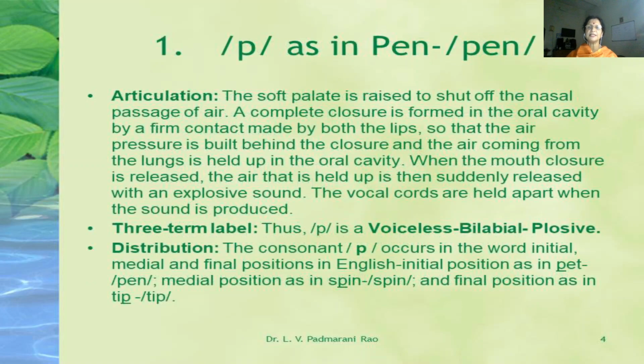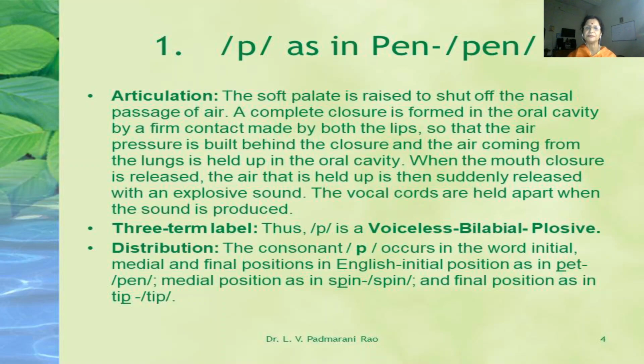The very first set of sounds is p and b, of which p is the first one. P. Close your lips. P as in pen. From the articulation point of view, the soft palate is raised to shut off the nasal passage of air. A complete closure is formed in the oral cavity by a firm contact made by both the lips, so that the air pressure is built behind the closure and the air coming from the lungs is held up in the oral cavity.